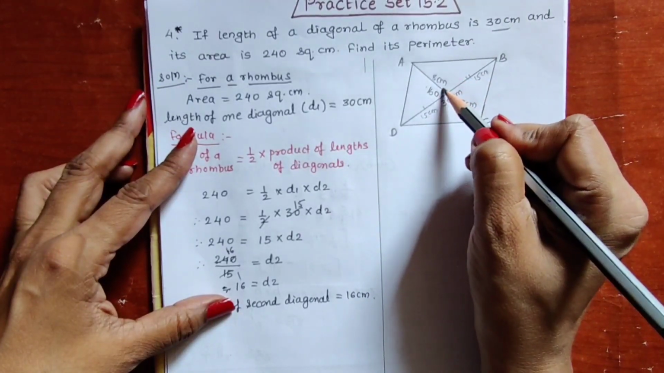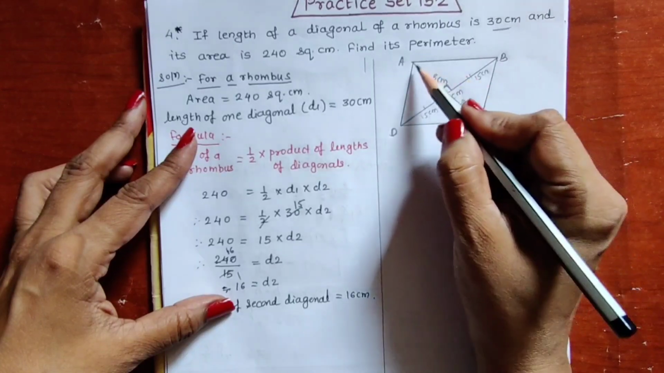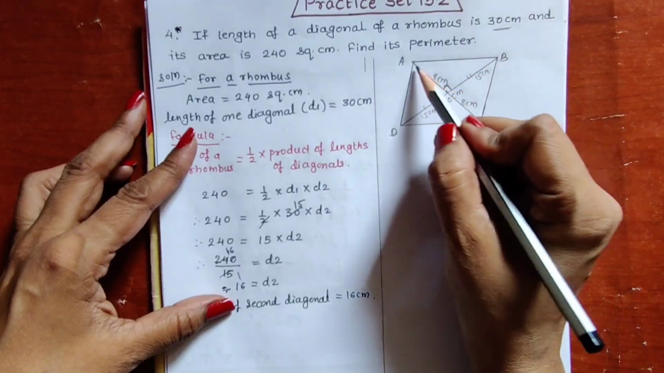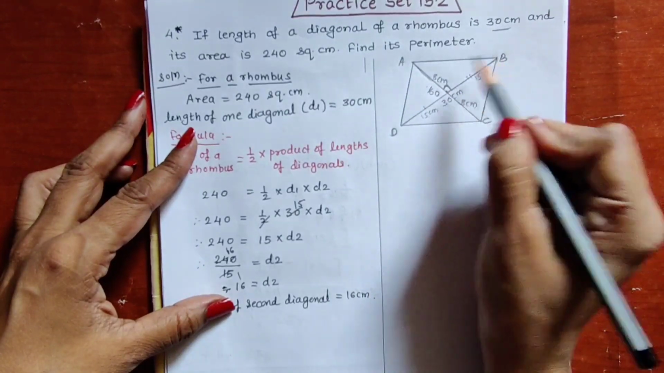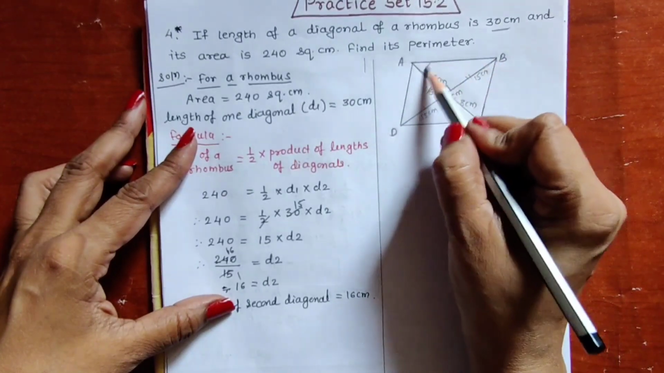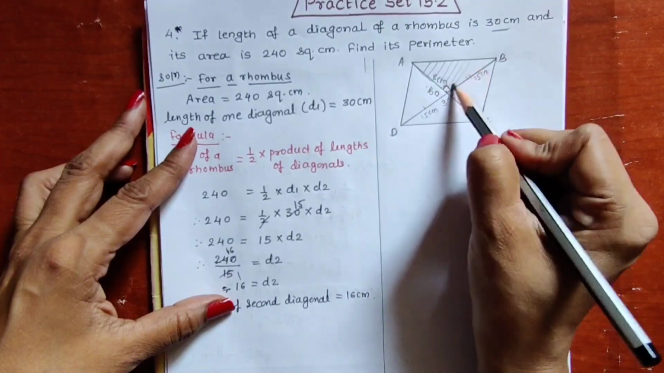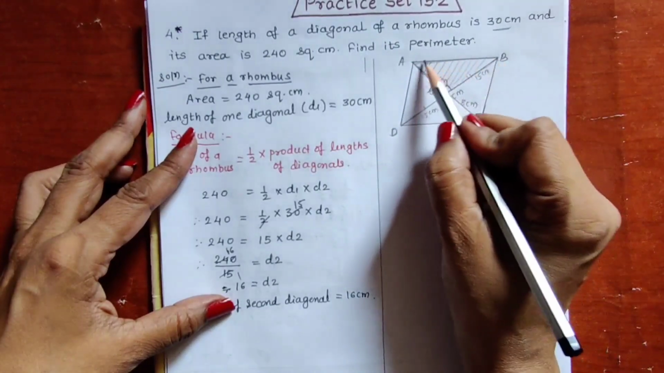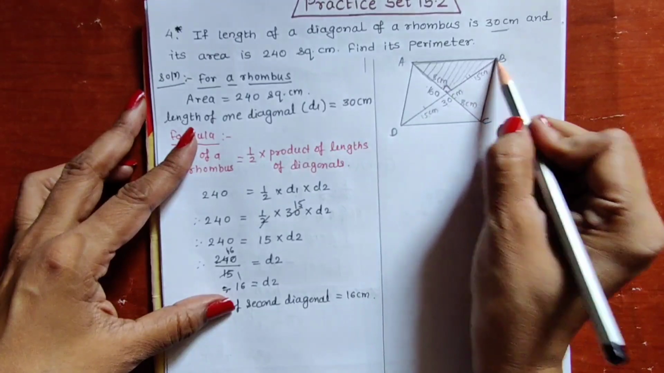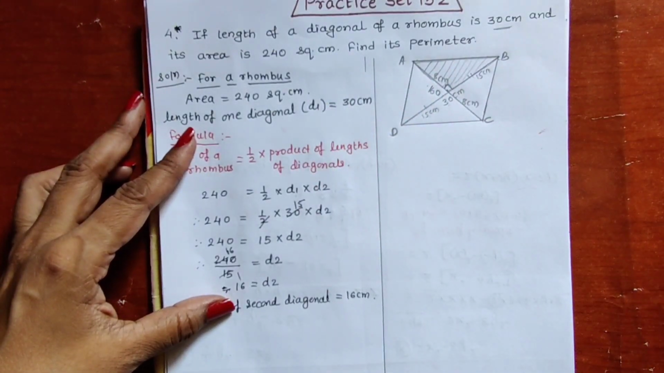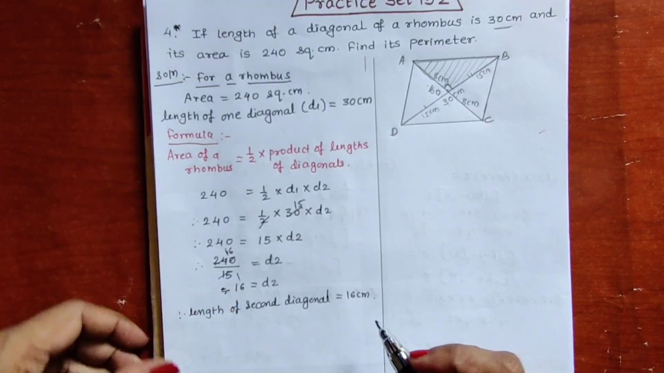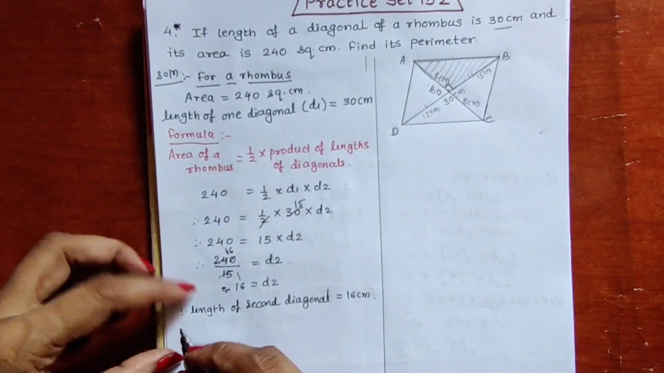We all know they intersect each other at a right angle. So AOB will be a right angle triangle, where height is 8 centimeter and base is 15 centimeter. We have to find the hypotenuse. If we get the hypotenuse, it will be the side of this rhombus. So let us apply the property of diagonals. I will be writing the property here.